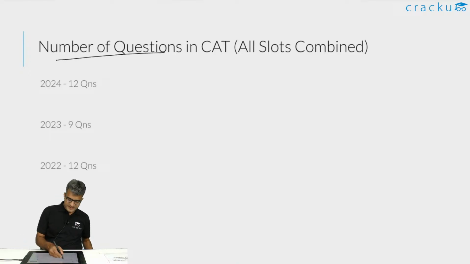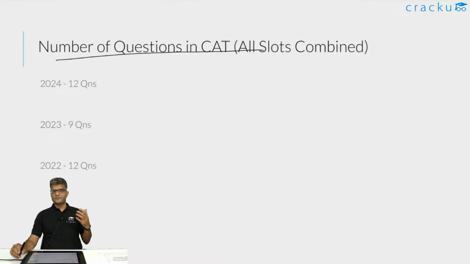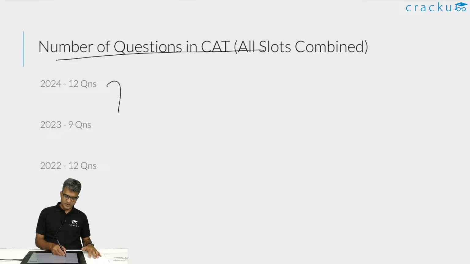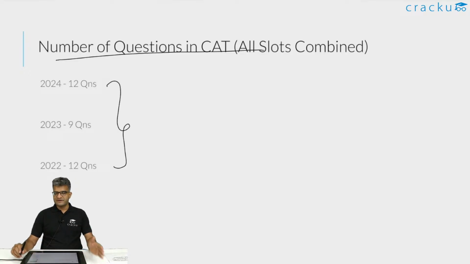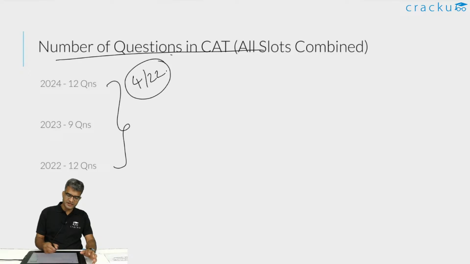So the first thing I wanted to tell you is ratio and proportions is a very important topic for CAT. You can look at the number of questions that are asked. This is all the three slots combined. In CAT 2024 there were 12 questions that were asked. That is approximately 4 questions per slot. 4 out of 22 questions in each slot approximately are from this topic. So you can imagine how important this is.